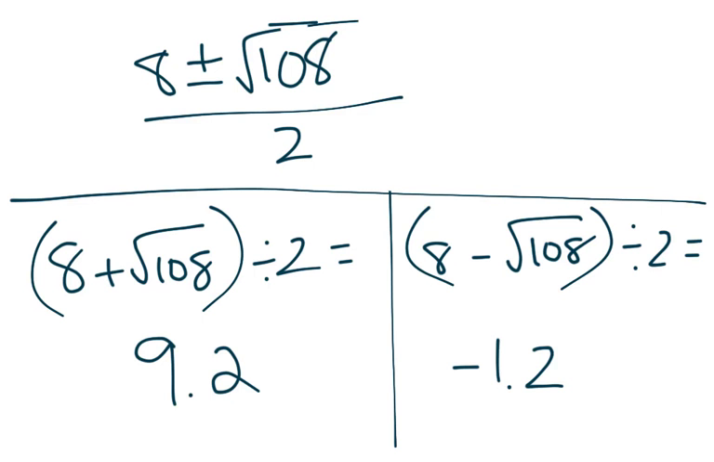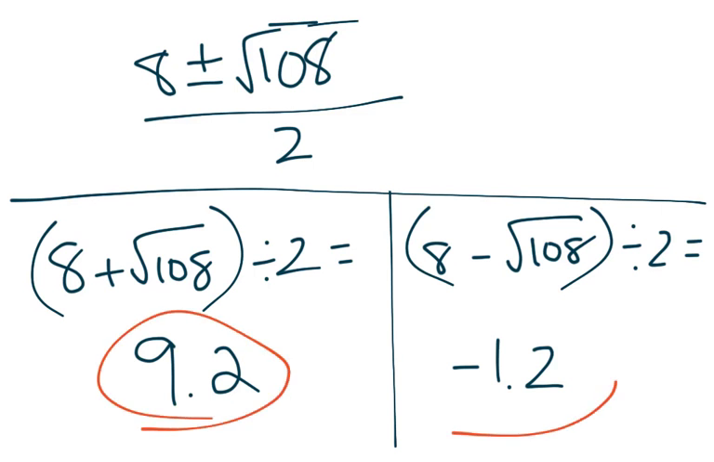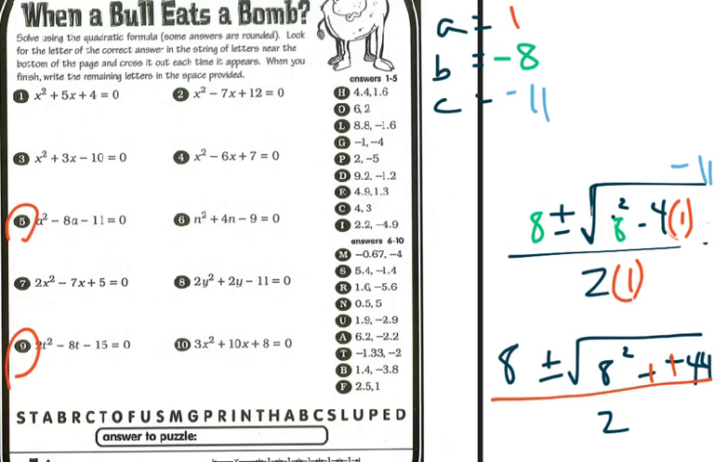And they rounded the answers, so make sure that you're looking. They rounded to the tenth. So when you solve it, you're going to get 9.2 for this one and -1.2 for the other. If you look back, you can see that the answers are right here. And to find the riddle, you actually cross these out. You won't be using that letter for the riddle.